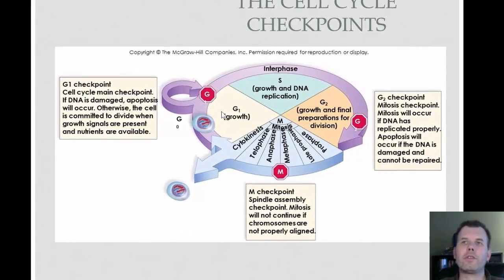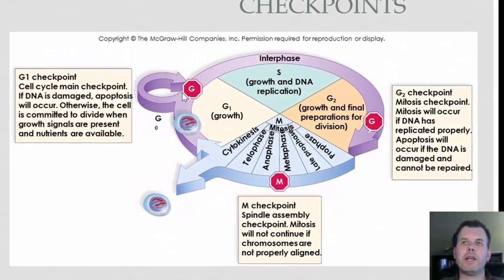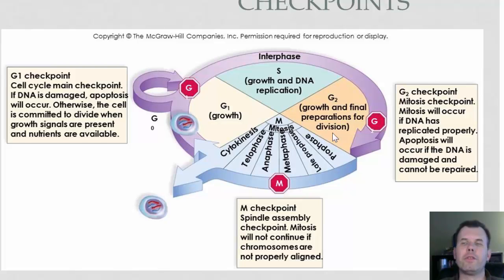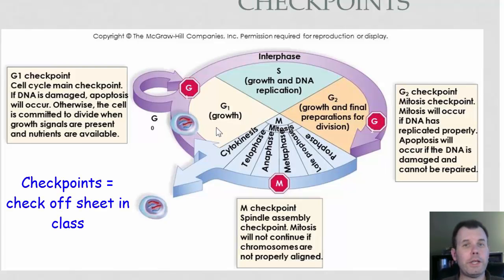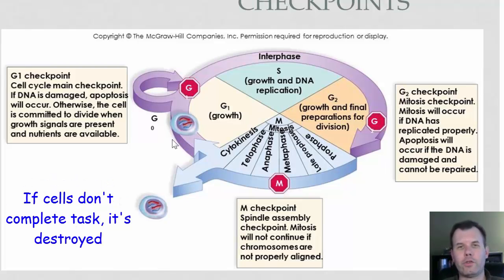And during that cell cycle, if you look, this is just inverted the opposite way. Here's the G1, the S, and the G2. You can see we have these little stop signs. What these little stop signs represent are checkpoints. If the cell hasn't completed the checkpoint, just like you have your checkoff sheet for the lab, it doesn't continue on. So after the G1, if the cell hasn't completed its task, it doesn't move on. It stays there until it can complete its task or it gets destroyed.